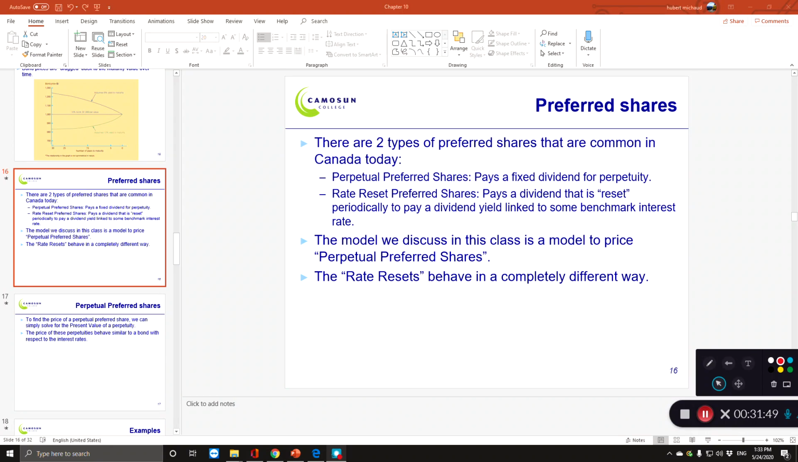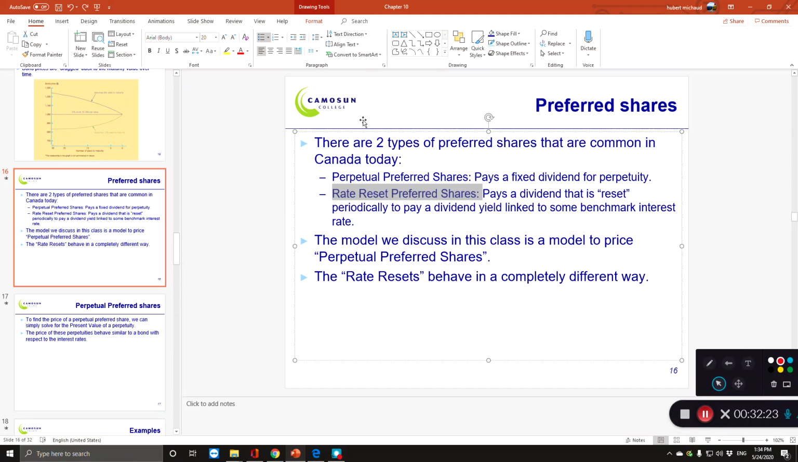Okay. The important thing that you should know is about these rate resets. What do you think happens to their value when the interest rate goes up? Now, again, you can pause the video if you want more discussion questions. Pause the video right now, well, after I say the question, and think about this. How do perpetuals behave when the interest rate goes up? How do rate reset shares behave when the interest rate goes up? Try to think about that. Stop the video, think about it.